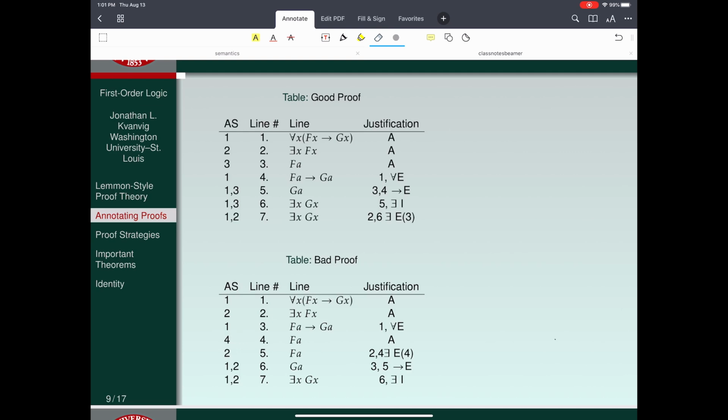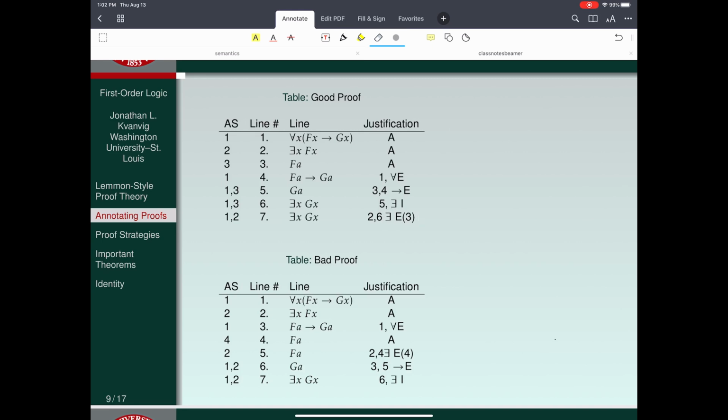The upper proof does something very similar. We start with the same 2 premises, and at line 3, I switched lines 3 and 4 around, but it doesn't matter. You could go either way. We do FA, and then we do FA arrow GA. FA at line 3 is an assumption. It's an assumption that, again, I'm making for purposes of existential elimination. So if you notice at line 7, I'm going to use existential elimination to finish the proof.